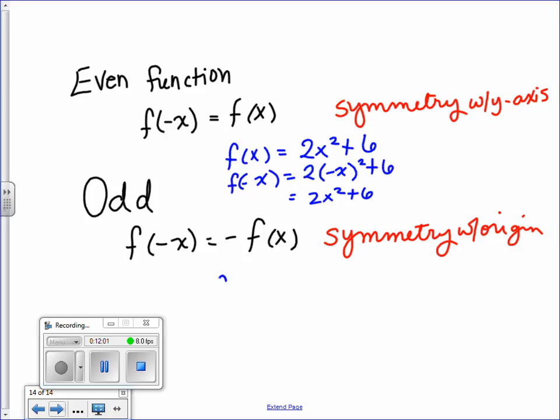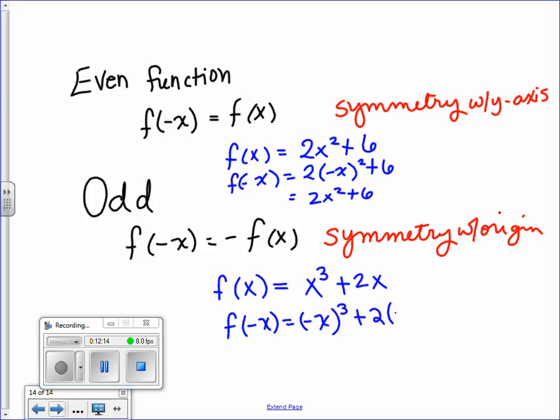Alright, look at this one. If I put a negative into this one, negative, negative, negative, the final sign is negative. It's a negative x to the third minus 2x. Every sign changed, so that one's odd. Every sign changed.